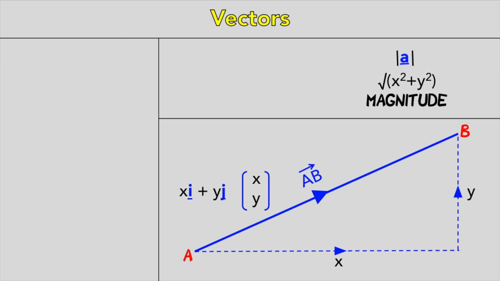A few little things you probably should know. A zero vector has zero magnitude, so its direction is undefined. The vector minus a is the same magnitude as a, but in the opposite direction. ka is a vector parallel to a with magnitude k modulus a. And the unit vector is a vector with a magnitude of 1, usually labelled with a little hat.